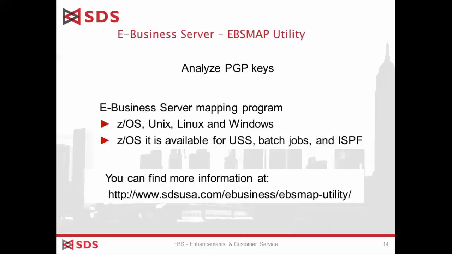Just a quick note about our new batch mapping utility before I hand it to Tom. The EBS map is a utility that can parse and display information about PGP keys and encrypted files. It can provide information such as key type, key length, signature information, expiration date, preferred cipher, preferred hash, and so on. It also maps the non-encrypted content of message headers. It does not reveal any secure, encrypted data.